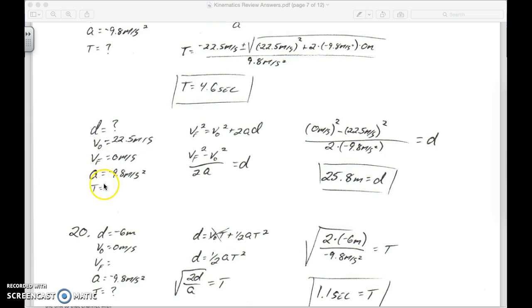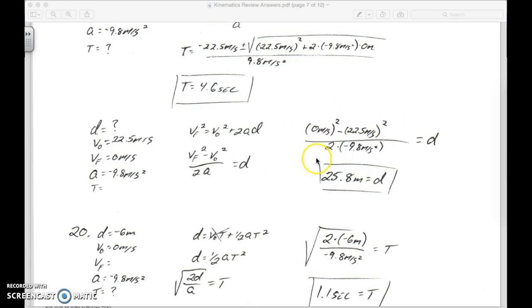So now we're looking for the equation that does not have time in it, because we're looking for the d. So it's VF squared equals V naught squared plus 2AD. We rearrange that to solve for displacement, so we're going to subtract V naught squared to the other side, giving us VF squared minus V naught squared. Then we divide by 2a, and that's why they're in the denominator here.